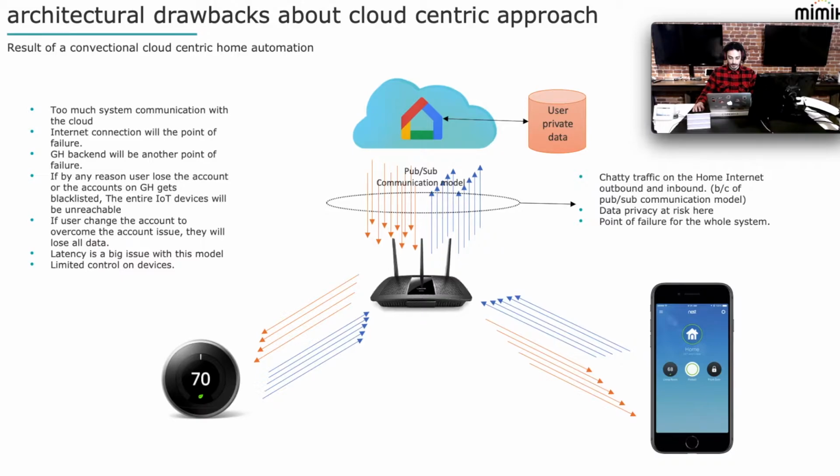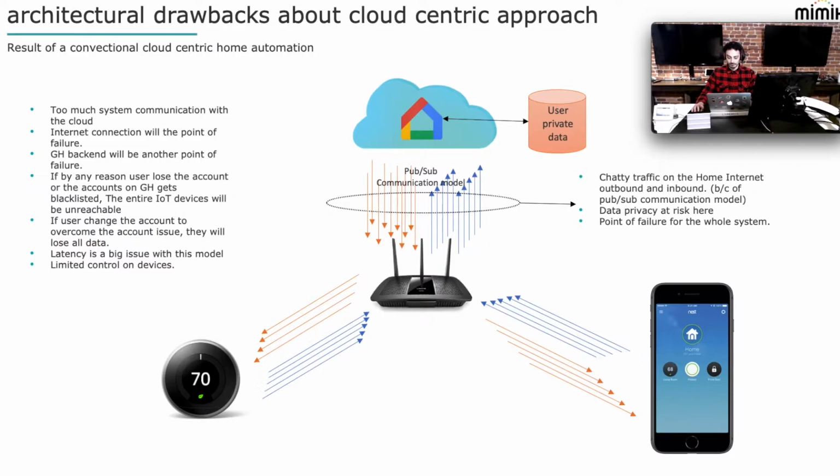Now we'll look at the PubSub communication model that you see in the middle of the screen here, leading from the user local network to the cloud, home network to the cloud. Home internet is bombarded with requests and responses caused by PubSub model. This means a lot of traffic for the user's network. Anything that goes outbound to the cloud has the potential to being a data privacy risk. High potential point of failure for the entire system.